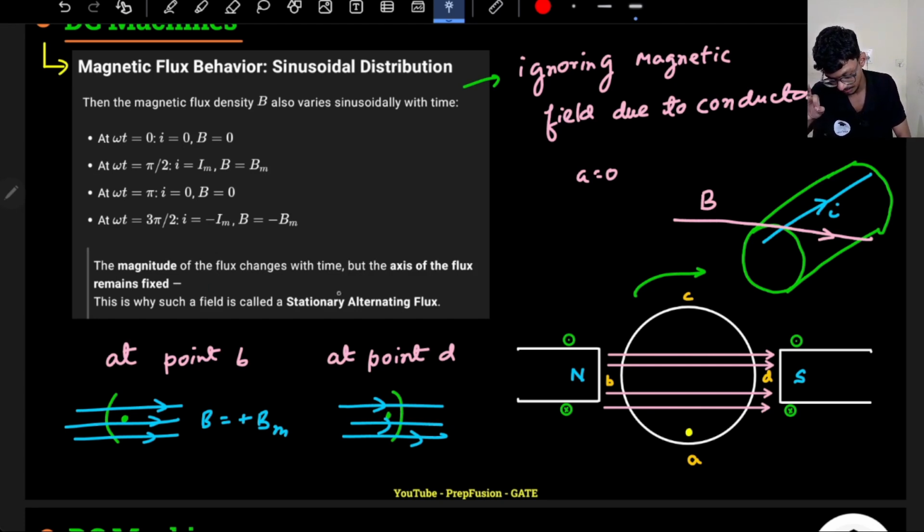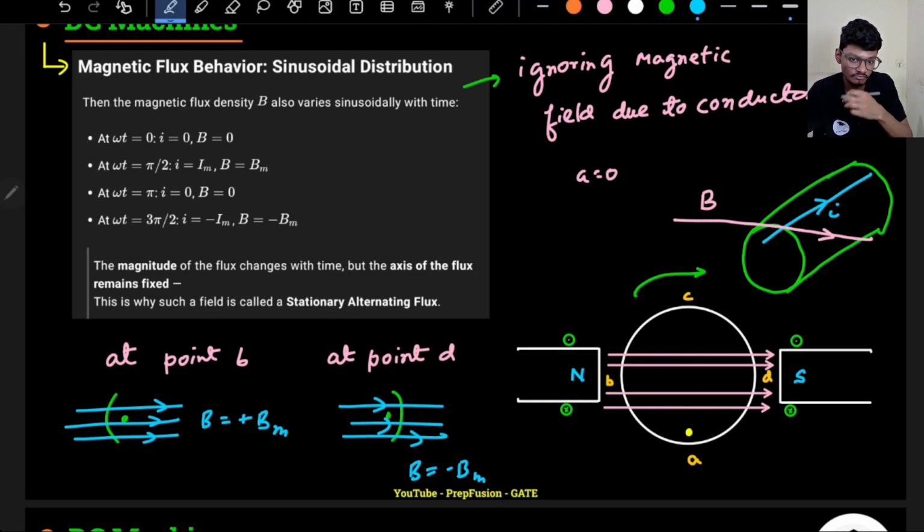If I see, the magnitude of the flux changes with time, but the axis of the flux remains the same. I mean, this flux is constant, but as the conductor is rotating, the magnitude is changing, right? If it was stationary, then there would not have been a problem. It would have been a simple, constant magnetic field only. But as I am moving, the magnetic field direction is changing. The magnetic field value is also changing, right? So it is going from plus Bm to minus Bm.